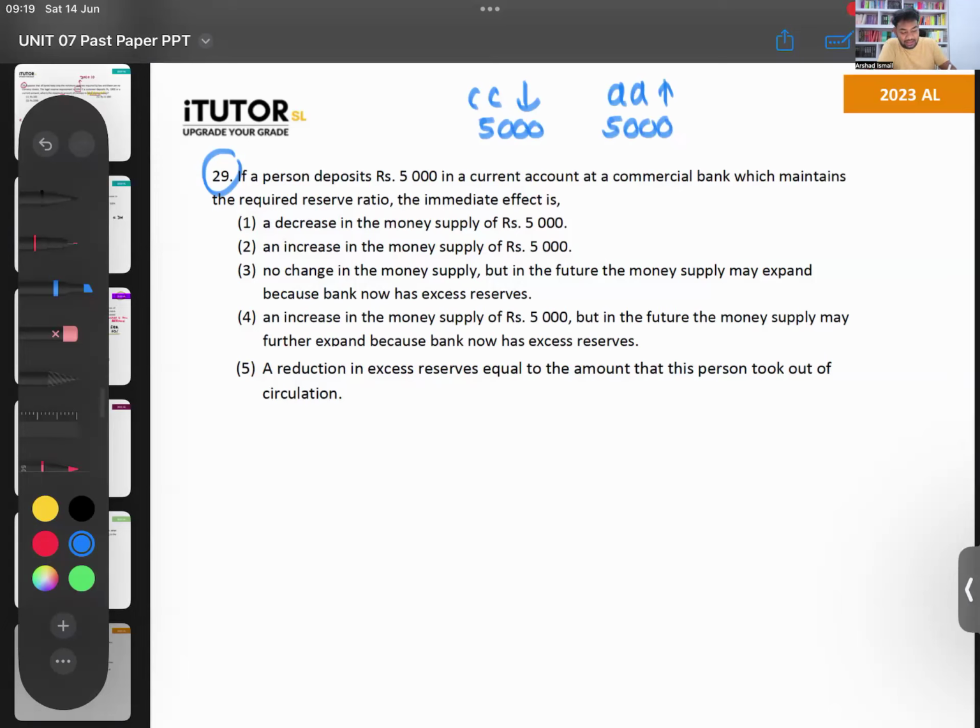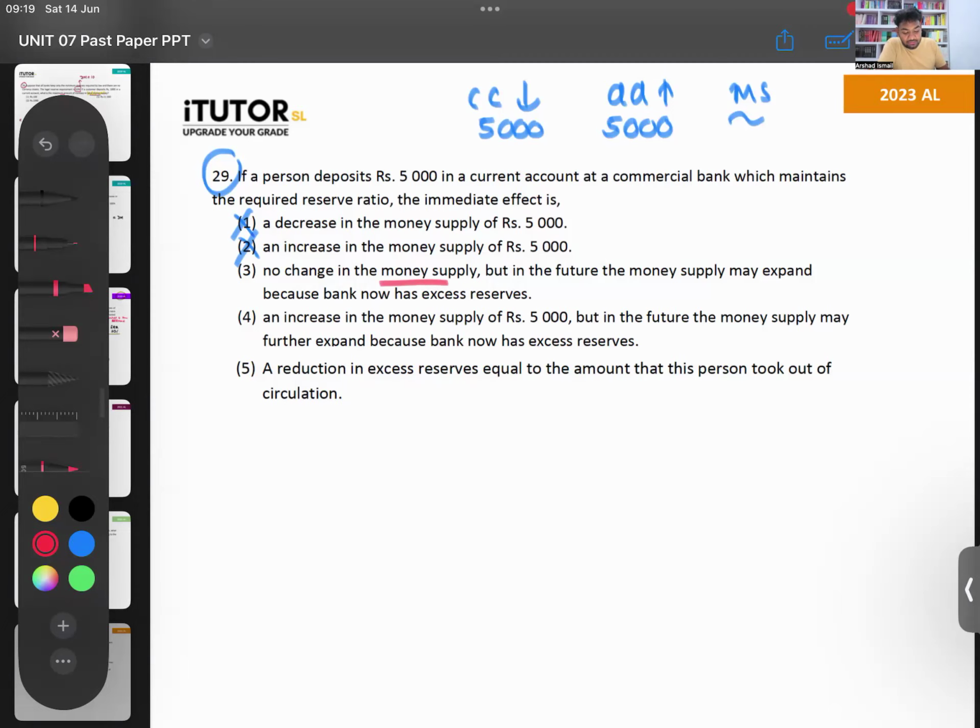So the immediate impact is money supply does not change. That's the immediate impact. Yes, CC falls, DD increases by the same amount, so money supply is constant. So immediate effect, decrease in money supply, wrong. Increase in money supply, wrong. Money supply does not change. No change in money supply looks correct.